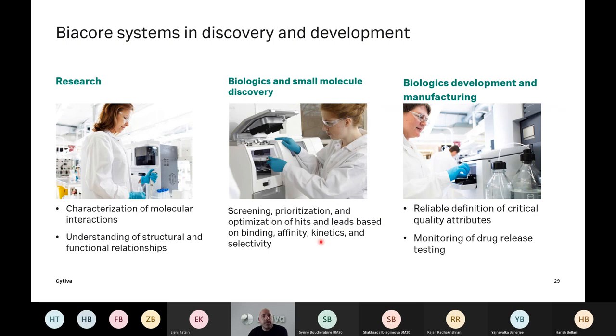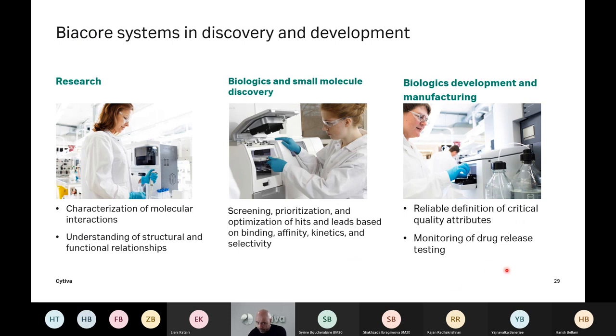But also in biologics and small molecule discovery, we can run screening projects, prioritize molecules to be used as potential drugs, and optimize hits and leads based on the binding affinity, kinetics, and selectivity of these molecules to the target molecule.